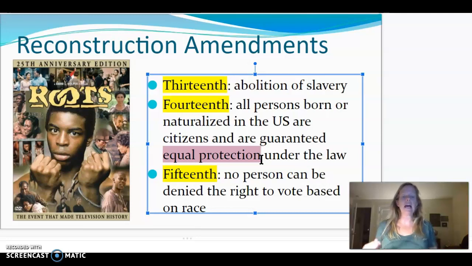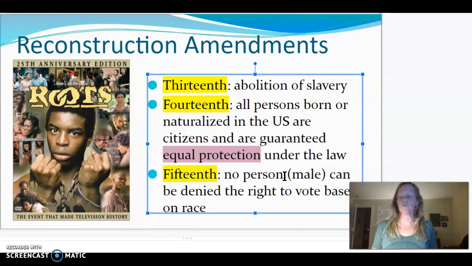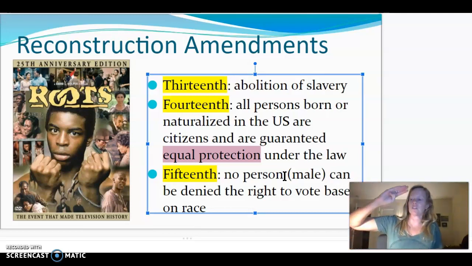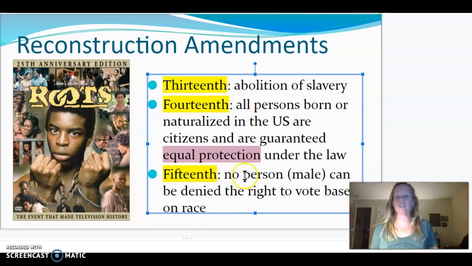And then 15th, now that we have freed the slaves and we've made them citizens, well, obviously the next logical step is that no person can be denied the right to vote on the basis of race. Well, this is a little oversimplifying. Male persons. Okay, women still aren't going to get the right to vote. That's going to be another amendment coming later. So this is African-American men can no longer be denied the right to vote based on race. So those are those Reconstruction Amendments. Just follow that logical order. Free the slaves, make them citizens, grant them equal protection, and then finally the right to vote. These are all the 1860s, right?